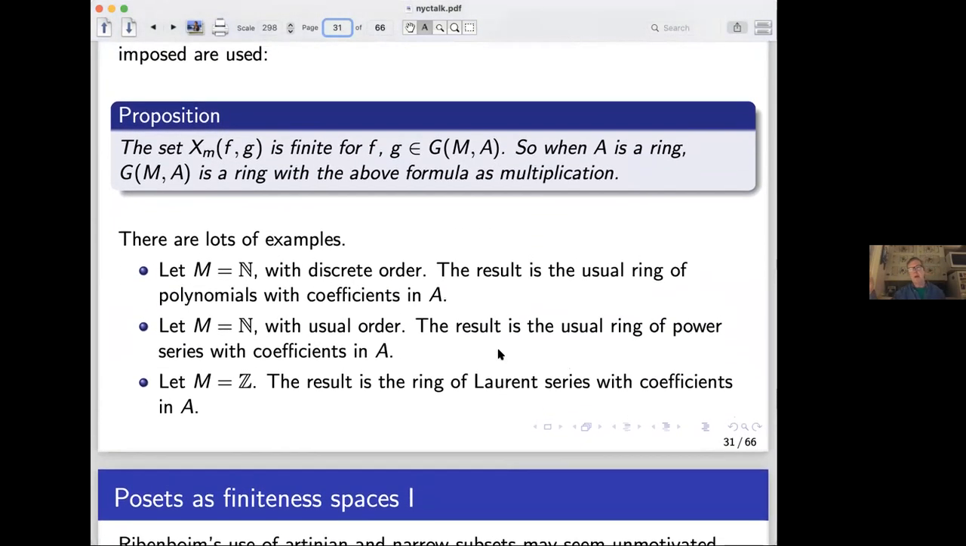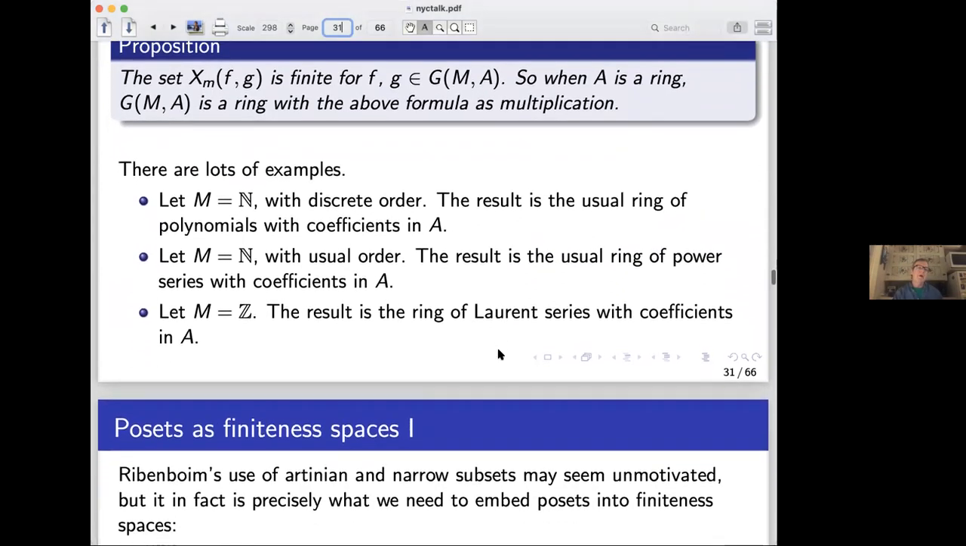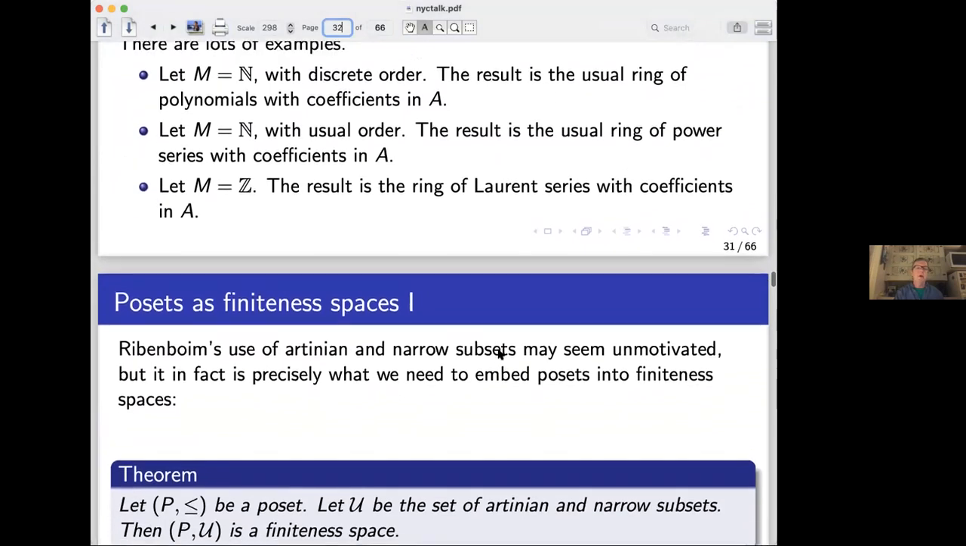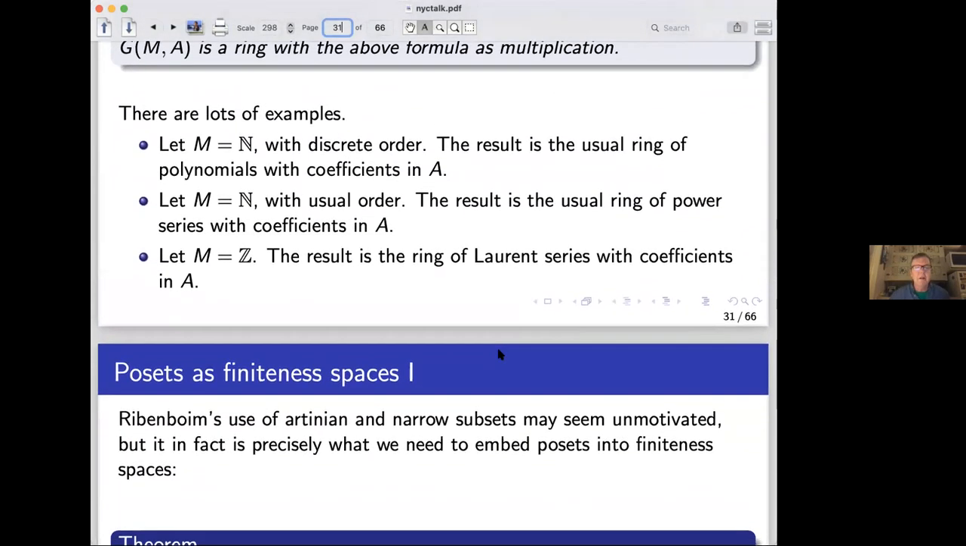And I refer you to our paper, which is now out, for a bunch of other examples. But here's what I want to point out, and that is this notion of Artinian and narrow seems fairly random, but it isn't. And the motivation can be seen coming from finiteness bases.